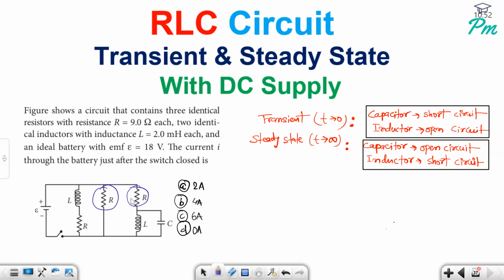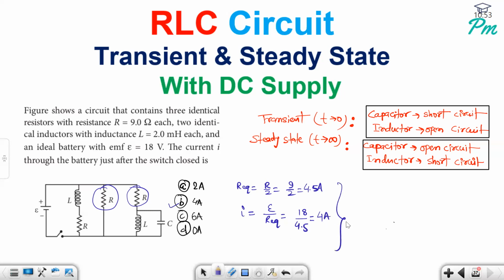So now we will find the equivalent resistance of this R and R. So R equivalent, that will be equal to equal resistance R and R. So it will be R by 2. So R is 9 by 2, that is 4.5 ohm. Now current I equal to current supplied by the battery, that is voltage E by R equivalent. So it will be 18 by 4.5. So it will be 4 ampere. So this is the answer. Correct answer is option B.